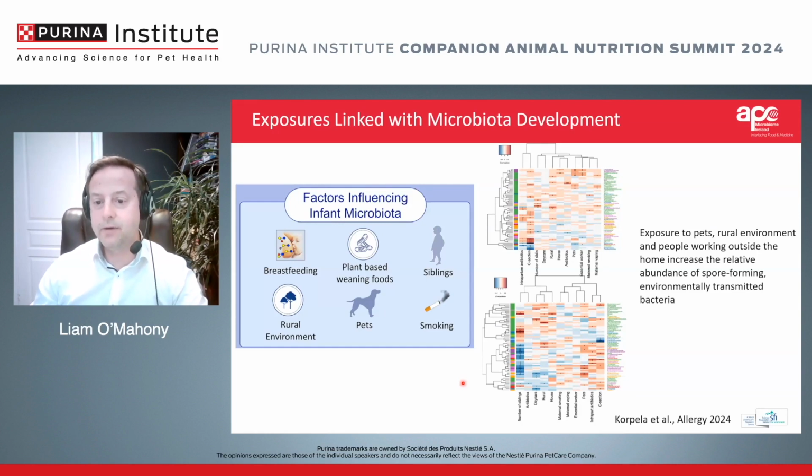Siblings seem to be a very important source of protective microbes. Living in a rural environment, again, was heavily associated with the acquisition of microbes at 6 and 12 months of age. Having pets in the home had a very significant effect, in particular on the spore forming type of microbes. So these are ones that are not usually vertically transmitted, but pets seem to be an important source of these in the early life microbiome.